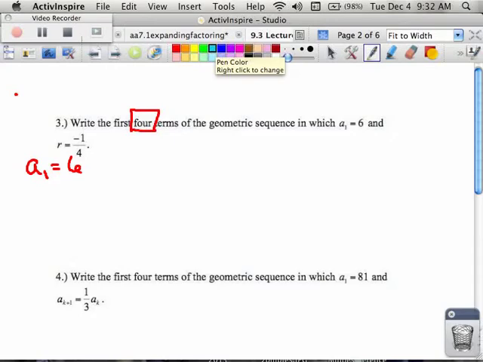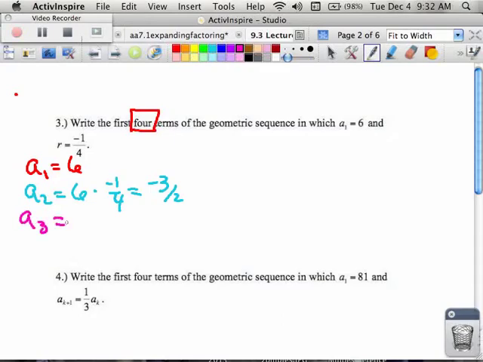And then the second one, if I want a sub 2, pretty easy to find. You just take the number that you had, and to get to the next number, multiply by your ratio. So 6 times negative 1/4 is negative 6/4, which is the same as negative 3/2. That's my a sub 2. If I want my a sub 3, I can just take what I had before, negative 3/2, and multiply by my common ratio of negative 1/4. So that would give me 3/8.